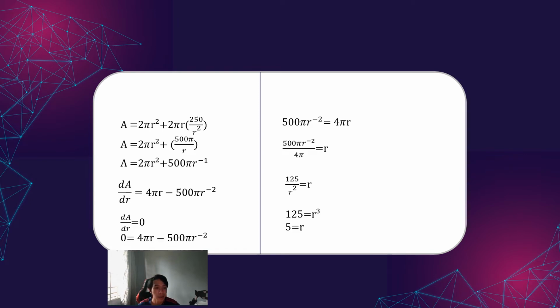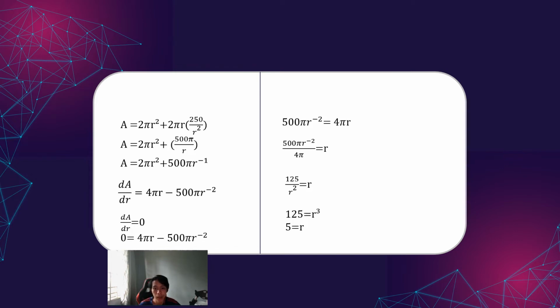We bring 500 pi r to the power of -2 to the left hand side, divided by 4 pi because we are trying to find r. We will get 125 over r squared equals r. Bring the r squared to the right side. That will be 125 equals r cubed, or r to the power of 3.